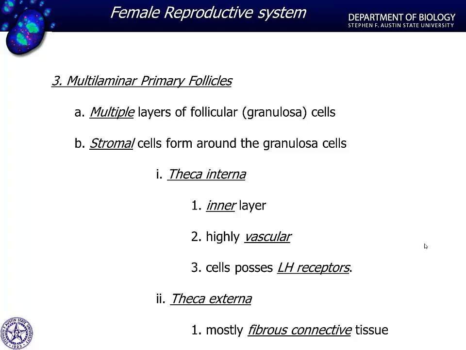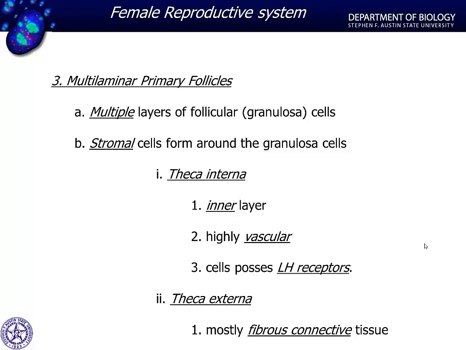Now, as we continue to develop these follicular granulosal layers, we're going to add to them, so we'll have multiple layers of these. We're also going to continue to grow the cells surrounding the follicle, and these are going to begin to respond, and these are going to be our stromal cells. Now, the stromal cells closest to the follicle, we're going to call these the theca interna cells.